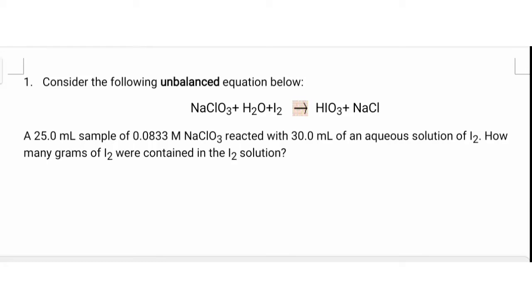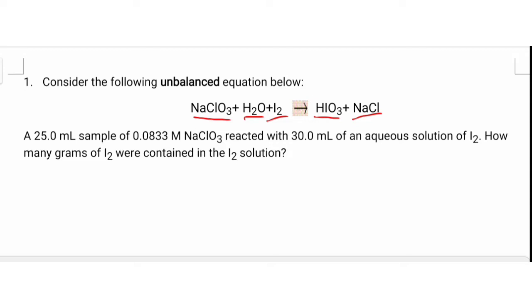This is our first question, and this question reads, consider the following unbalanced equation below. So what we have in this equation is sodium chloride right here. Then we also have water. Sodium chloride is reacting with water, and this is also reacting with iodine. So in other words, we have three reactants, and we have two products. This is iodic acid and also sodium chloride. All right, so we have this equation, and this equation is not balanced at all.